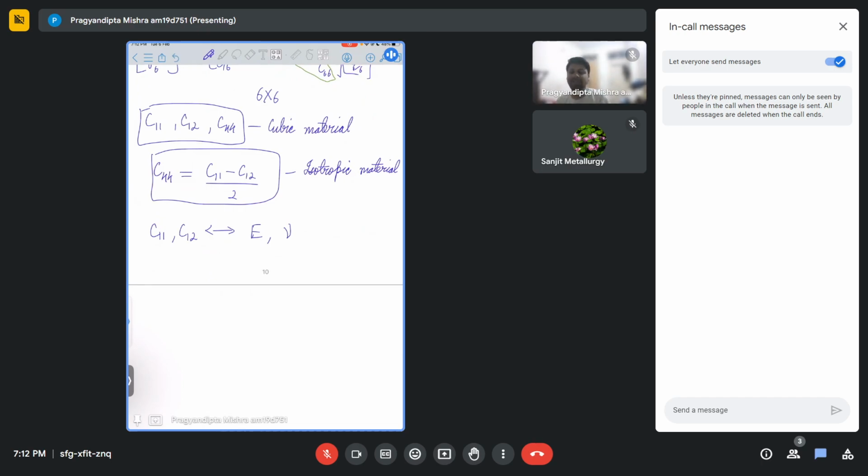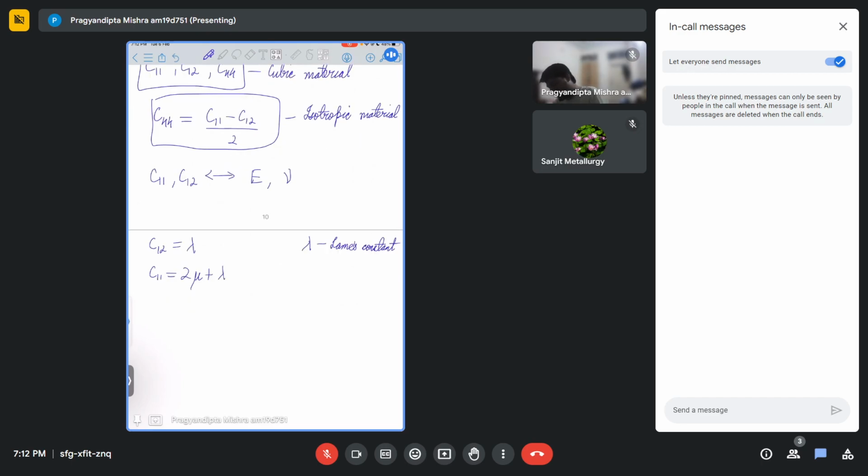Assuming that we represent your C12 as equal to lambda, this lambda is Lame's constant, and your C11 is equal to 2 mu plus lambda, because your C44 is equal to mu. So it is equal to (C11 minus C12) by 2.